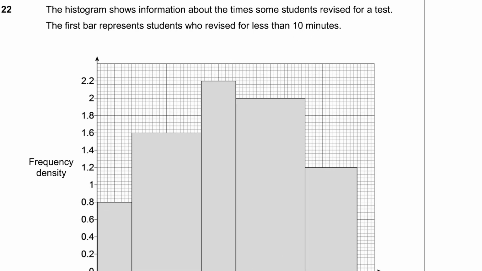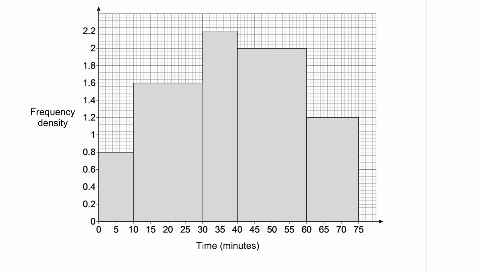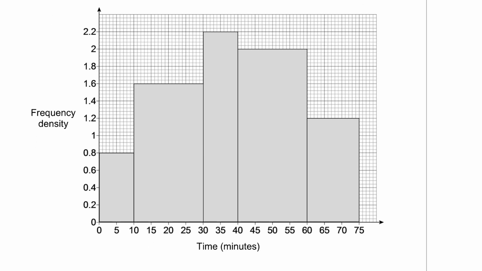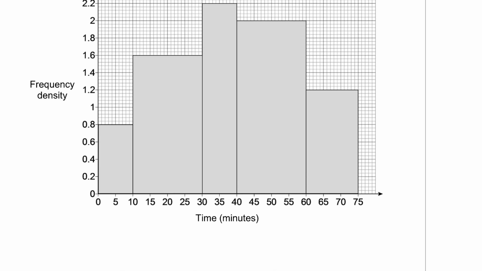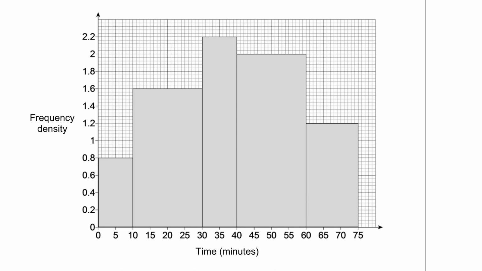Question 22. The histogram shows information about the time some students revise for a test. The first bar represents students who revise for less than 10 minutes. Now, I hope going into your GCSEs, you're going to be revising for substantially longer than 10 minutes. Estimate the number of students who revised for less than 45 minutes. Okay, so less than 45 minutes is going to be all of the first bar, all of the second bar, all of the third bar, and some of the fourth bar.